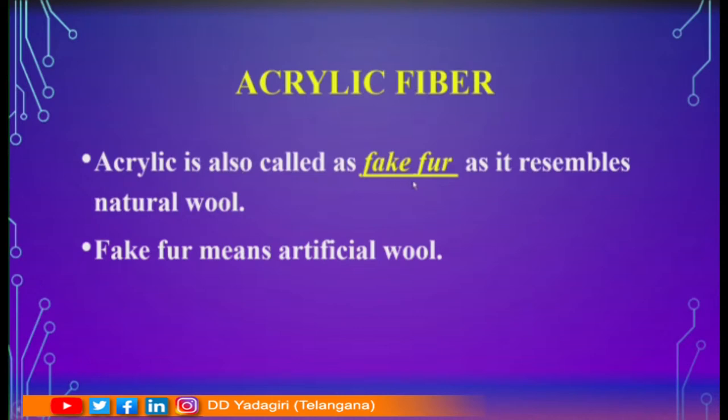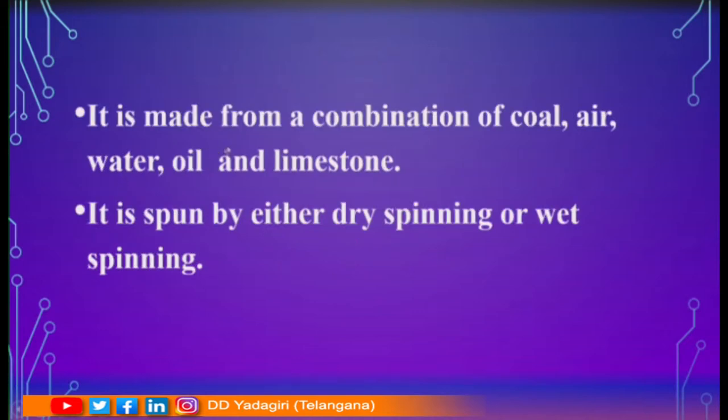Acrylic is also called fake fur. Fake means false. So fake fur means artificial wool. Why is it called artificial wool? Because it resembles natural wool. How is it made? It is made from a combination of coal, air, water, oil and limestone. It is spun by either dry spinning or wet spinning.